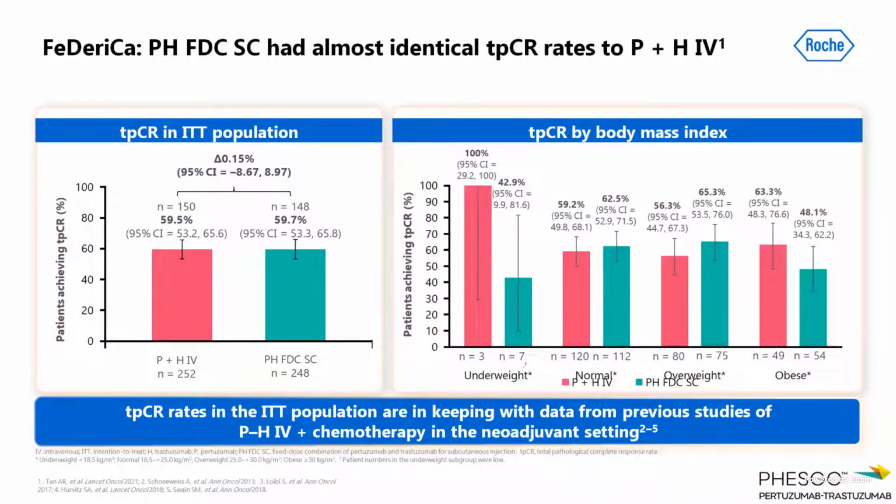And one question you might ask is, we are giving fixed dose combination, so maybe there is a difference based on the patient body weight. What they found is that the rate of pathological CR is actually comparable across different body weight classes. In the underweight, the number of patients is very small, only 3 patients and 7 patients. So I would ask you not to look at the first one, because out of 3 patients, it's very difficult to calculate a percentage, but the other arms were comparable.